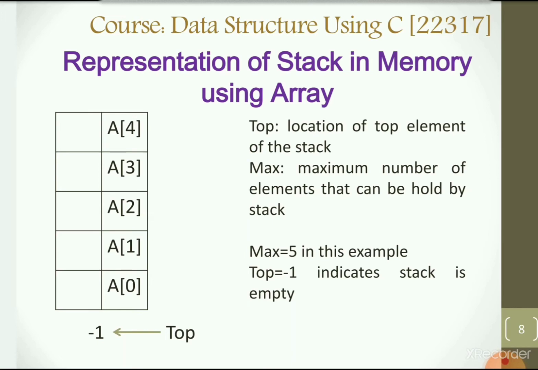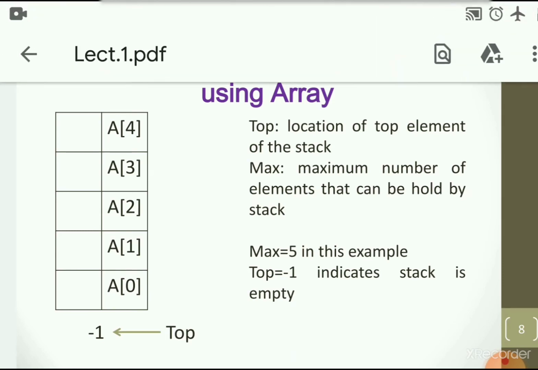Whenever we insert elements into the stack, only then does top go on increasing. But when there is no element, that means the stack is empty, at that time top is at -1. Your array will start with the 0th position. You have seen array implementation: always the array starts with the 0th position, so it will be 0, 1, 2, 3, 4. The positions of the array are from 0 to 4 if the array size is 5.